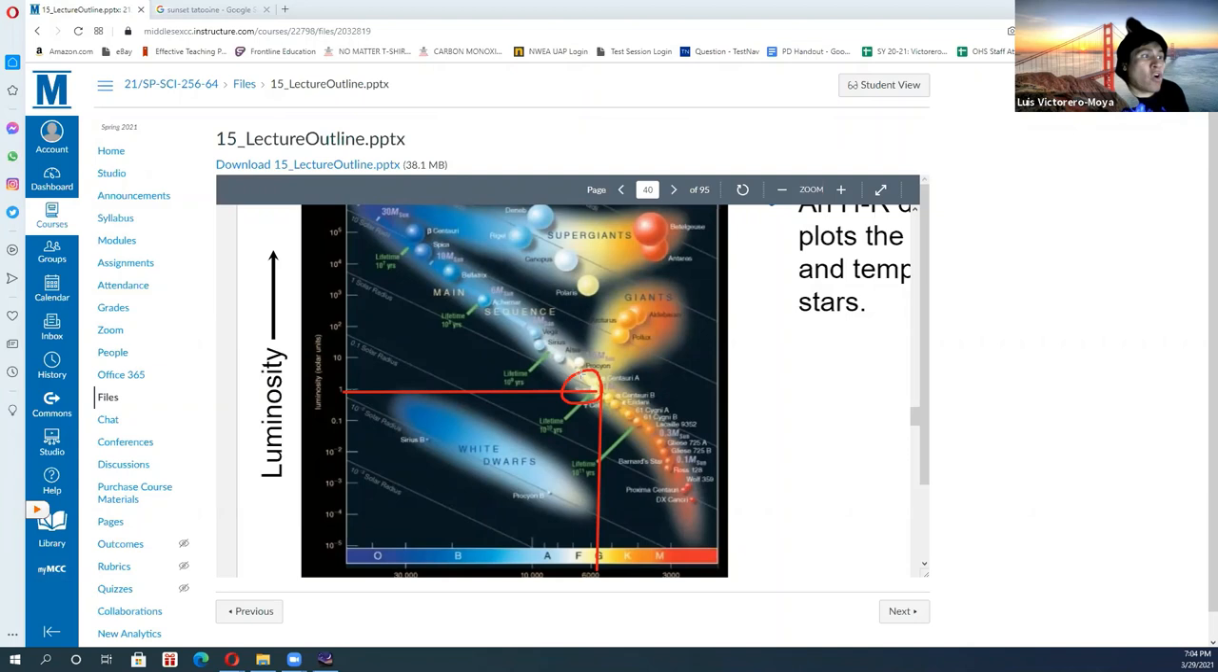There can be hotter stars. But as you go up, what also increases as you go up? The luminosity. So a star that is around here or here, they are called the giant main sequences or the blue giants.